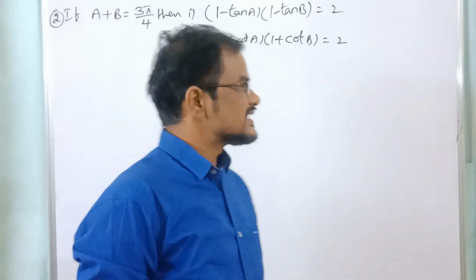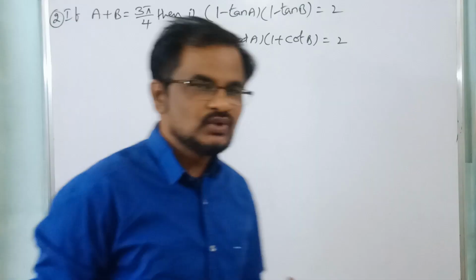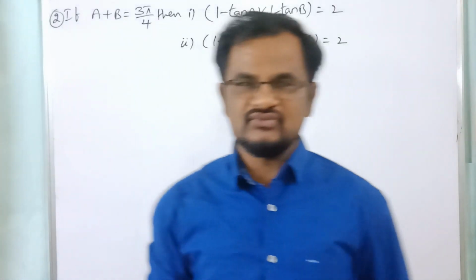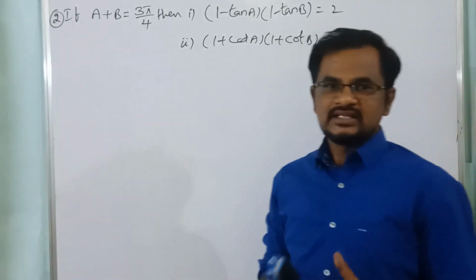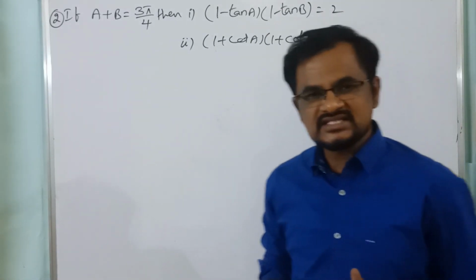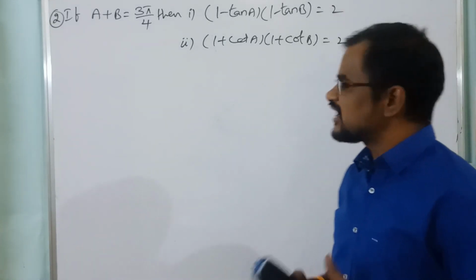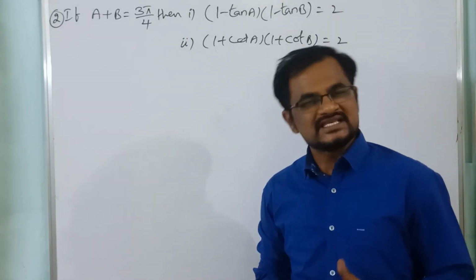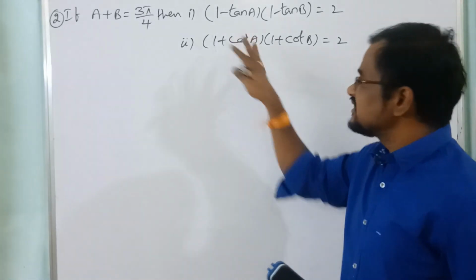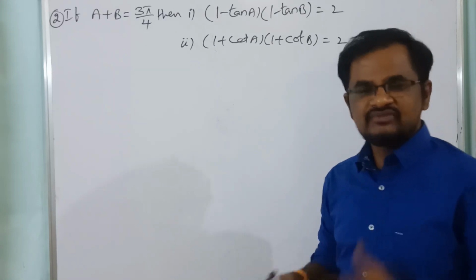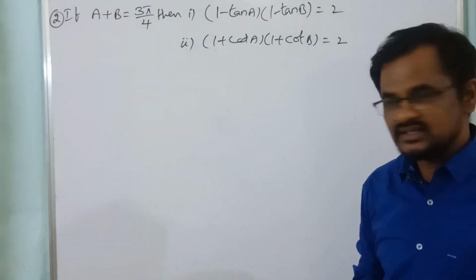Okay, second one. Here what is given? A plus B equal to 3 pi by 4, which means 135 degrees. If A plus B, the sum of two angles, equals 135, then our conditions are: 1 minus tan A, 1 minus tan B equal to 2. And the second one is 1 plus cot A, 1 plus cot B is also 2. First we will prove these given conditions. After that, by using these conditions, we will see how to do the problems.